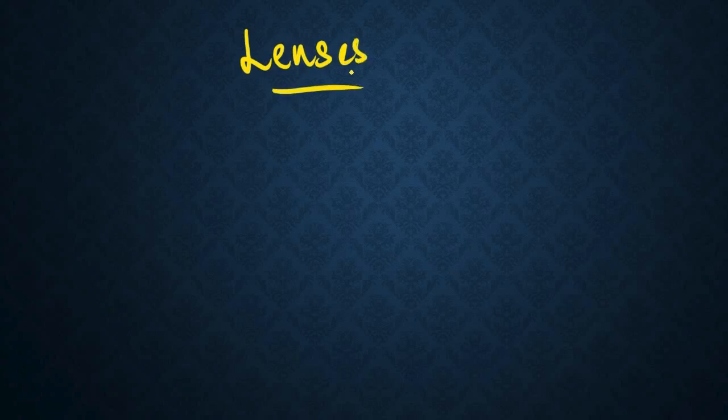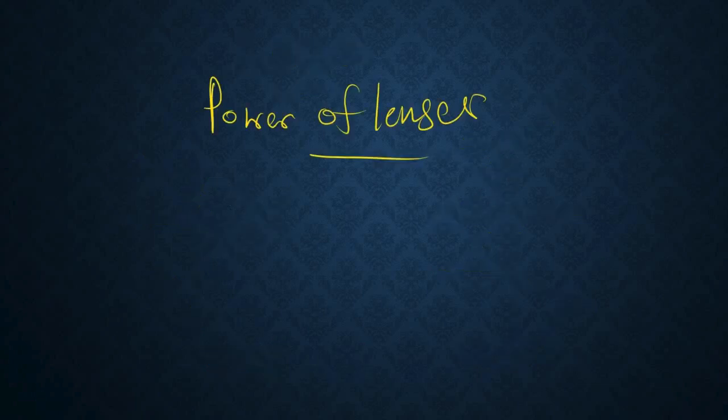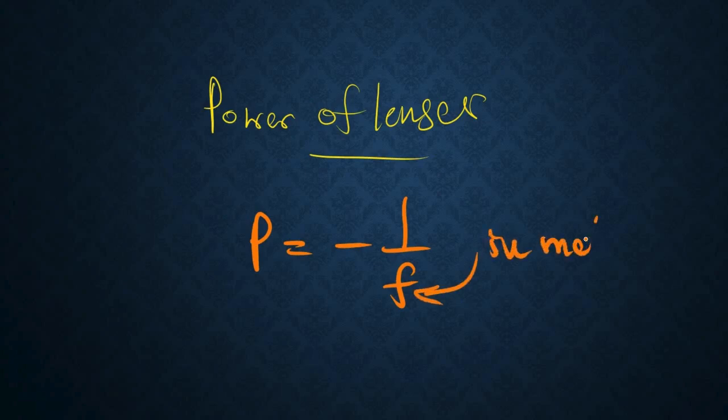Lenses. Under lenses we have convex lenses and concave lenses. Here the focal length is this: parallel rays will converge here. It's almost like it is starting from this point, that's the focal length. Power of lenses, P equals 1 over f, where f is the focal length in meters. Remember that the unit will be diopters.